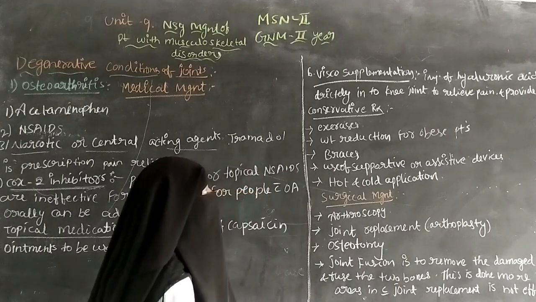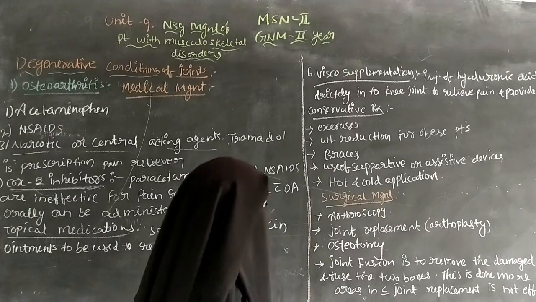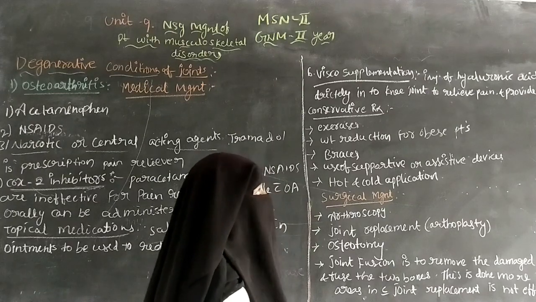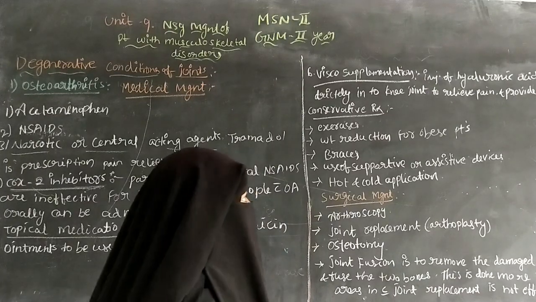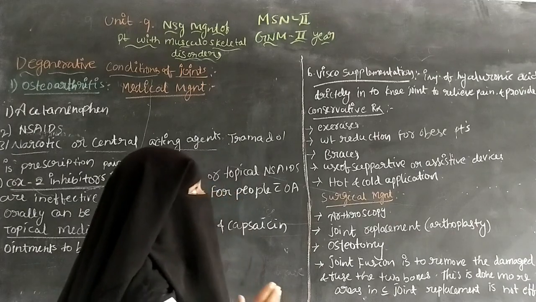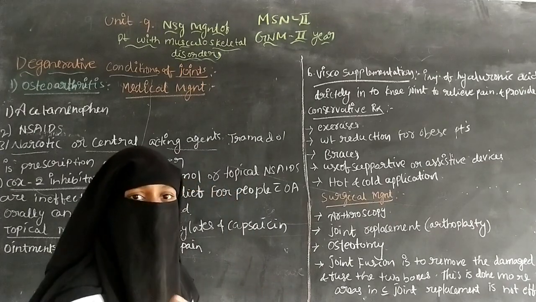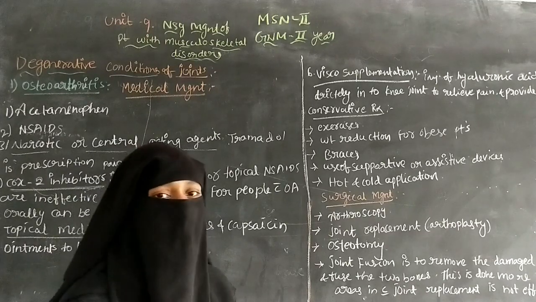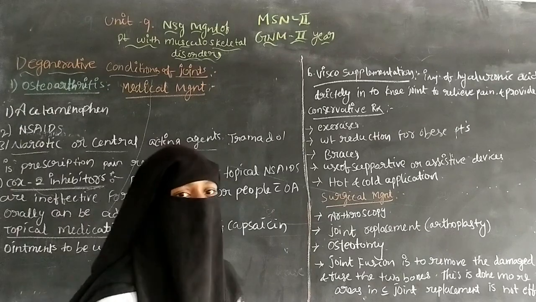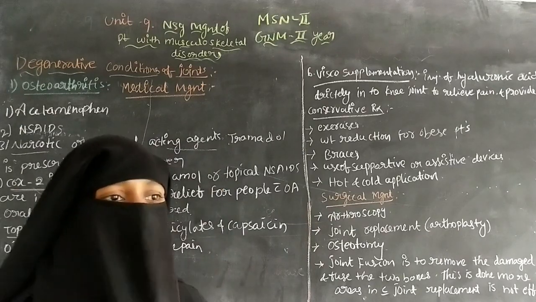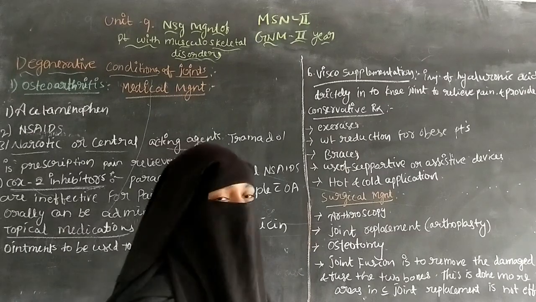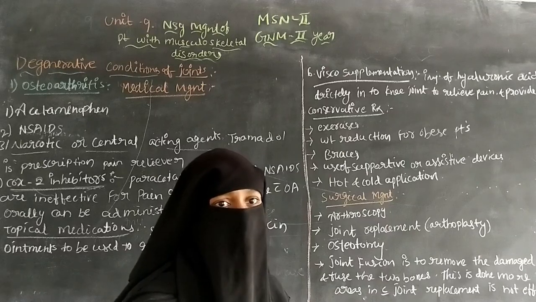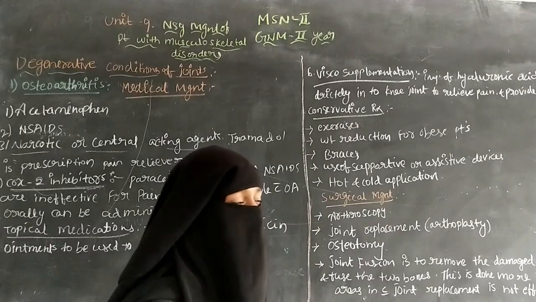And the next one is viscosupplementation. Viscosupplementation is an injection of hyaluronic acid, which can be injected directly into the affected knee. By this injection we can reduce the pain and provide lubrication. Because of this lubrication, joint flexibility occurs, and the patient will move the joint freely.